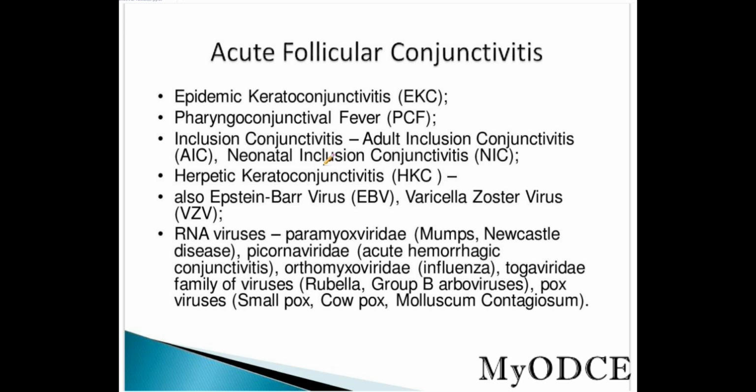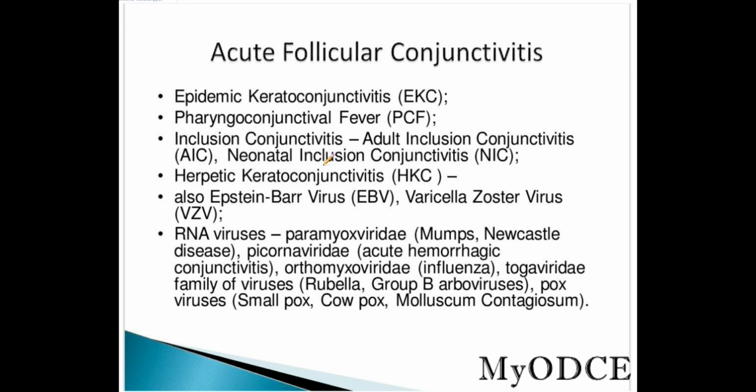As we had mentioned before, with the acute follicular conjunctivitis, we have EKC, which is adenoviral. Pharyngoconjunctival fever is also an adenoviral infection. Inclusion conjunctivitis, whether it's in its adult form or neonatal, is caused by Chlamydia trachomatis, which again we're going to speak a little bit more about later. Herpetic keratoconjunctivitis, Epstein-Barr virus, and varicella zoster, these are all within the herpetic family.